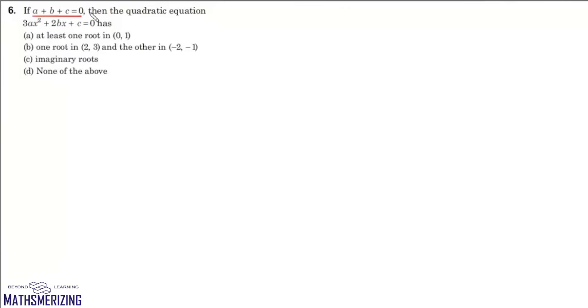If a plus b plus c is 0, then the quadratic equation 3ax square plus 2bx plus c equals 0 has which of the following condition? Now, one way of solving this question is using Rolle's theorem. Now in Rolle's theorem, we know that f'(c) is 0. So that means this function must be a derivative of some function. If we integrate this function, we'll get ax cubed plus bx square plus cx. So what we'll do is, we'll start with the function, let f(x) equals ax cubed plus bx square plus cx in the interval 0 to 1. Now since it is a polynomial function, it is continuous and differentiable.